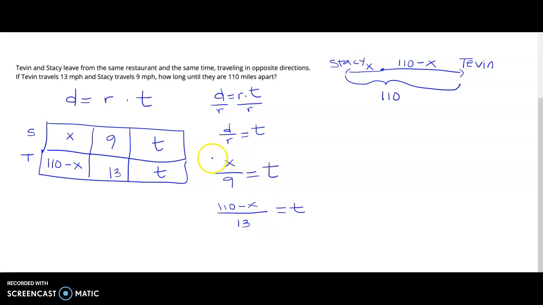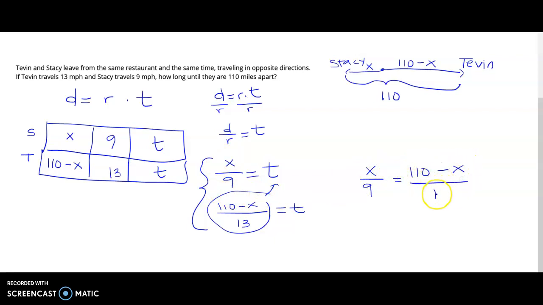So now we've got these two equations. These two make up our system of equations. Well, since these are both equal to t, we can use our substitution method and put this one in place of t up here. Because if they both equal t, that means they both equal each other. So we'll have x over 9 equals 110 minus x over 13. And then we need to solve for x.